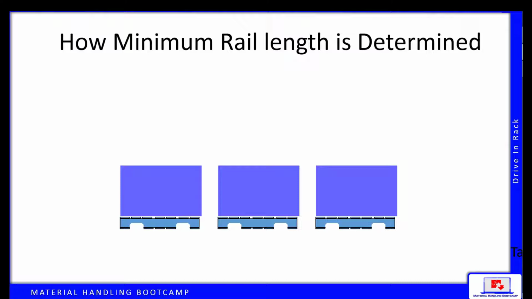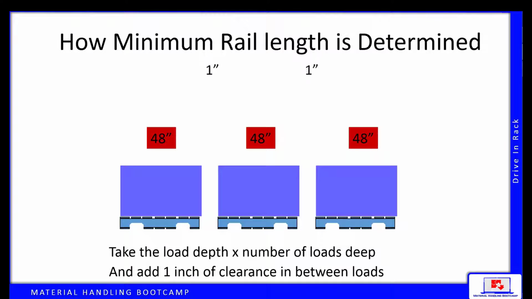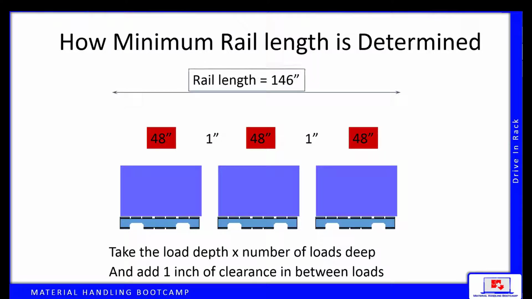In regards to the length of pallet rail, a basic rule of thumb for minimum rail length is: take the load depth times the number of loads, and add 1 inch of clearance in between the loads. In this example of 3 deep, we have 3 times 48 plus 2 inches equals 146 inches.